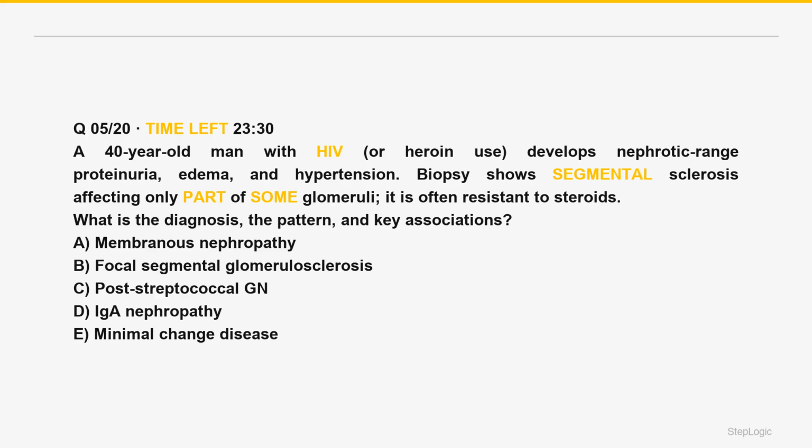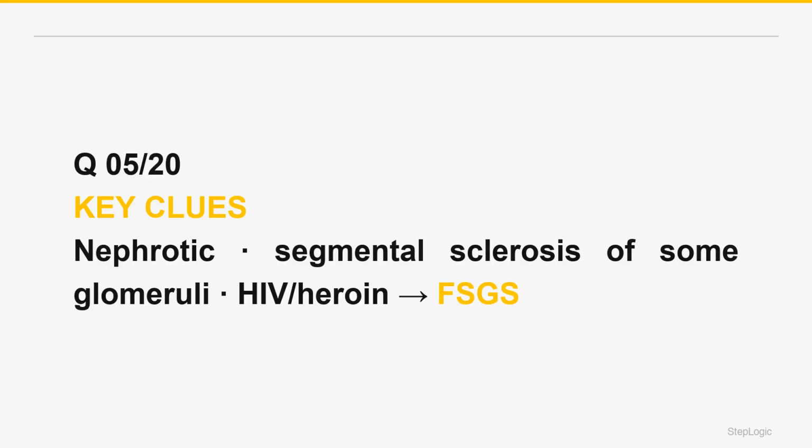Read the command: diagnosis, pattern, associations. Nephrotic, segmental sclerosis of some glomeruli. HIV, heroin, steroid resistant, FSGS. This is focal segmental glomerulosclerosis, FSGS. A common cause of nephrotic syndrome in adults.